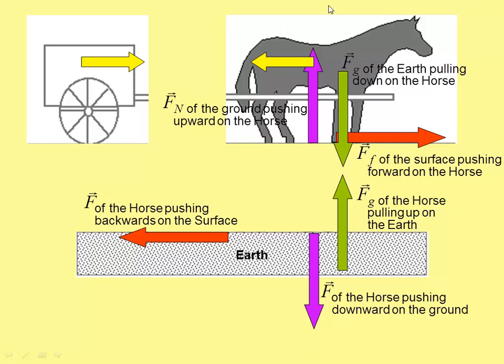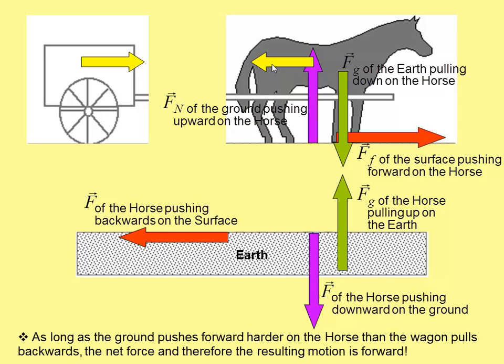So these are all of the interactions now going on between the horse, the cart, the earth, and the surface. So let's focus on the horse a second here. If the horse wants to accelerate forward, or rather if the farmer wants to convince the horse that it can accelerate forward, then this force of friction with the ground has to be larger than the force of the cart or the wagon pulling backwards on the horse.